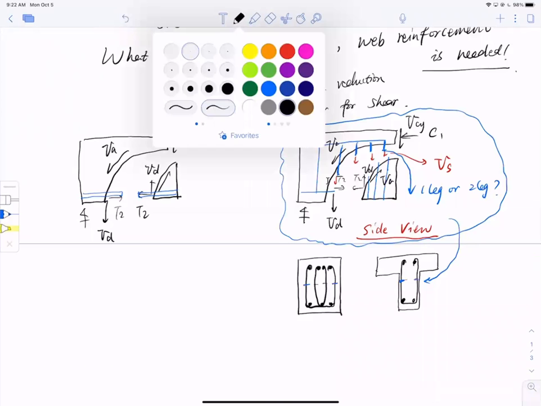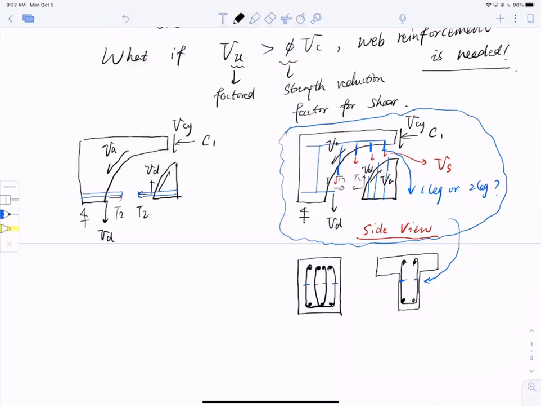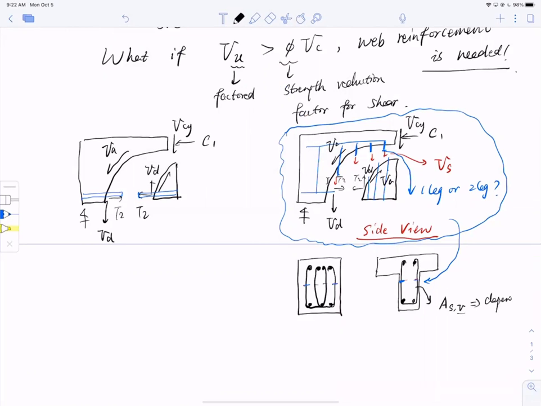We usually call this ASV, V for shear. That depends on the number of legs in the stirrups. We don't have to worry about it right now, but later, if we say number 3 stirrups, you use ASV equal to 2 multiplied by the number 3 bar area.